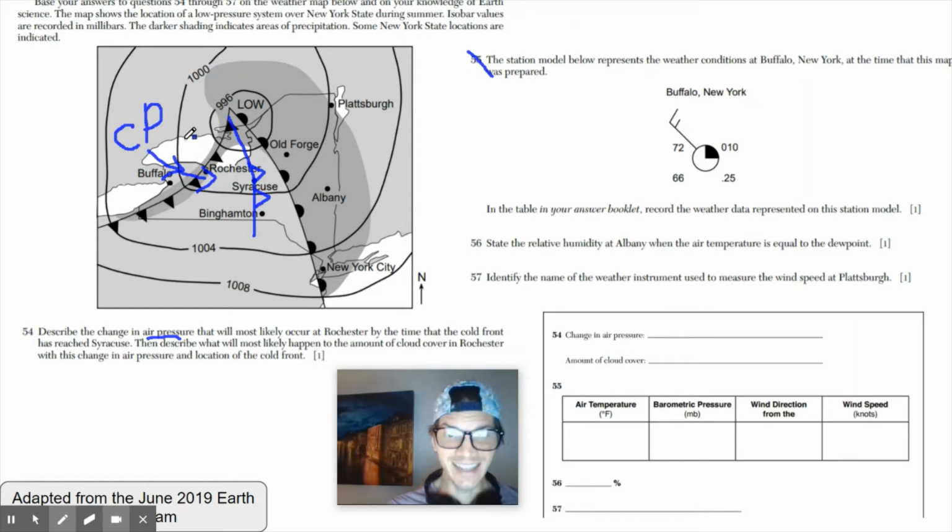And if there is an increase in pressure and the air is moving down, that means that there's no lift to create moist air and to create clouds.